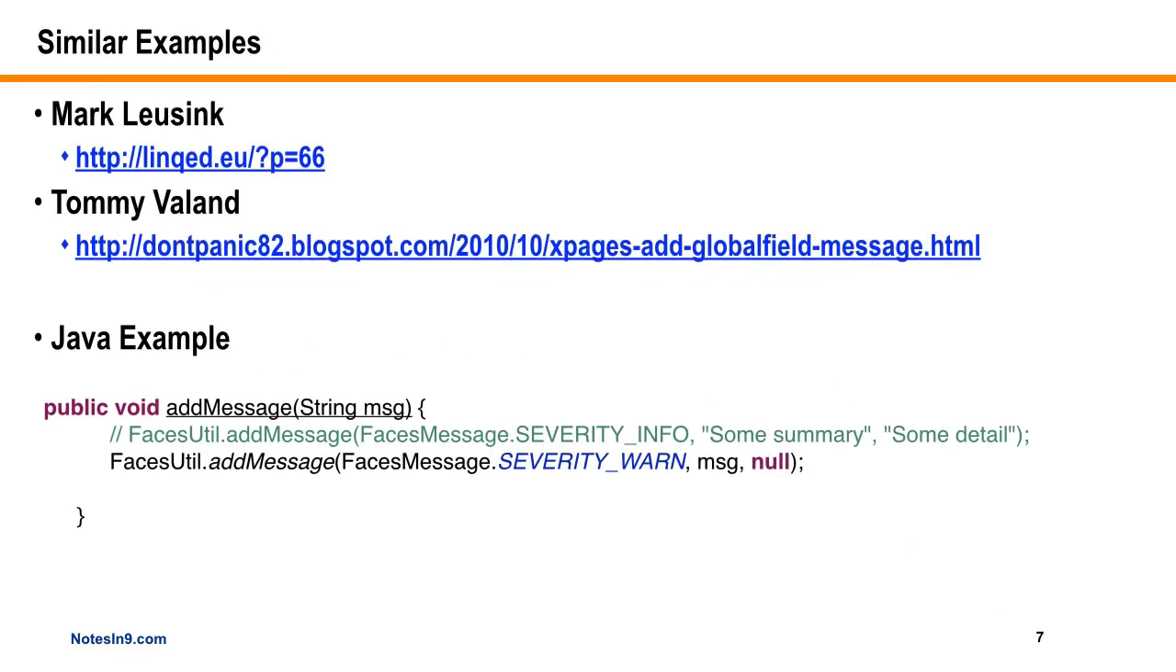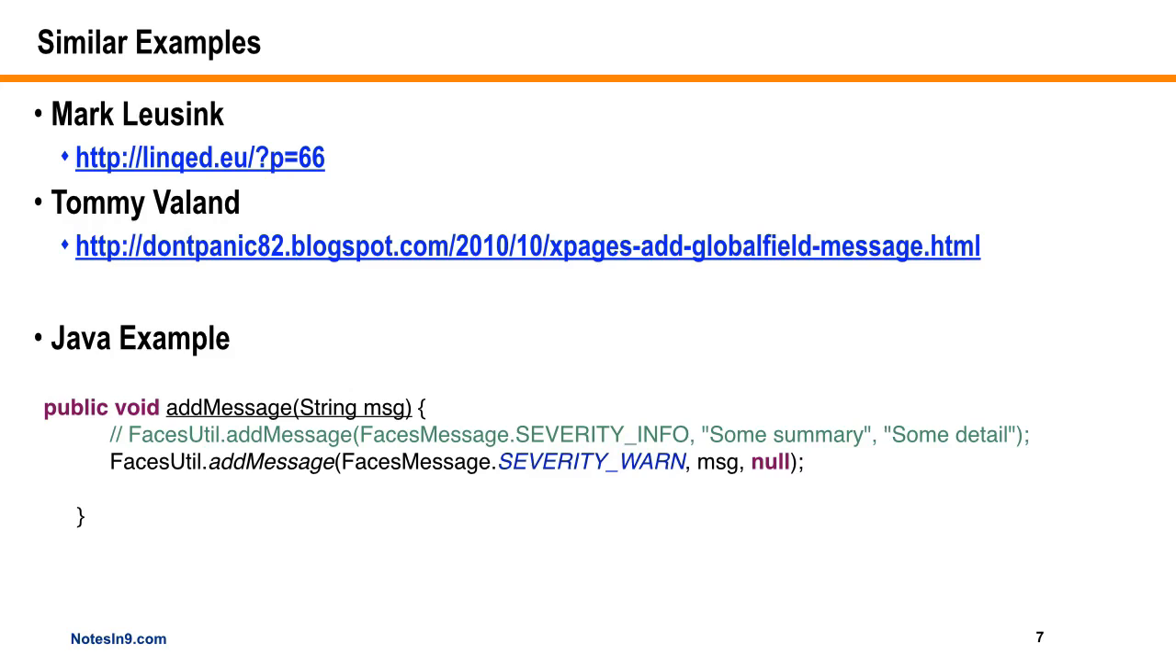Mark Lusink has a great post on what he's done, and he has a method that I think spans pages. So basically, if you trigger an action and a page change, like a save and close type of event, then on the page you land on, a message will appear. I think that we call that flash scope or something like that.